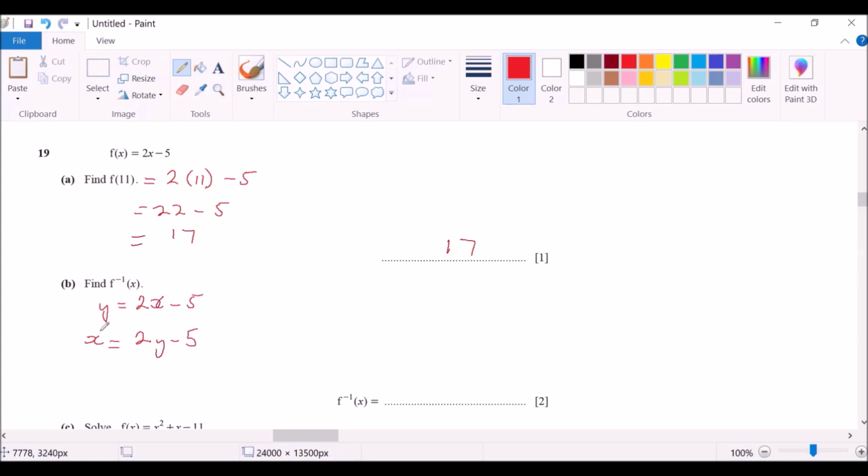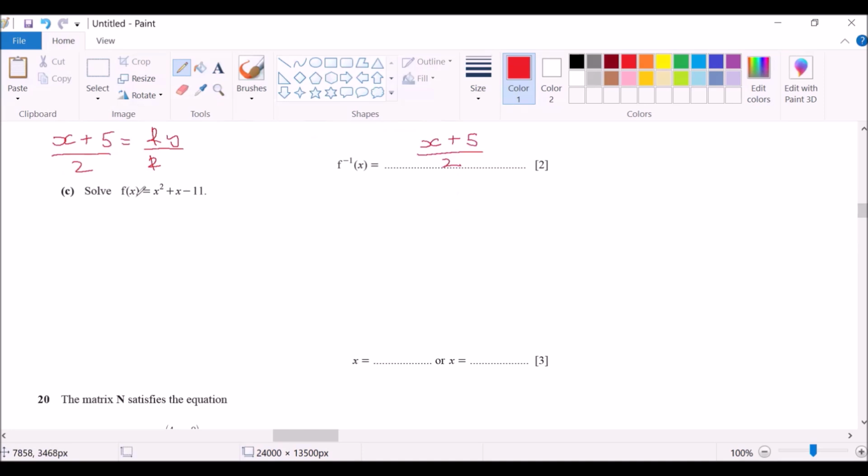Take minus 5 over to that side, it becomes positive. x plus 5 is equal to 2y. We divide both sides by 2. 2 cancels here. Now we have y is equal to (x plus 5) over 2. So our inverse becomes (x plus 5) over 2.